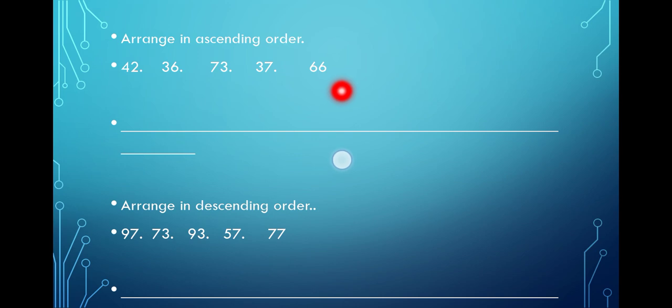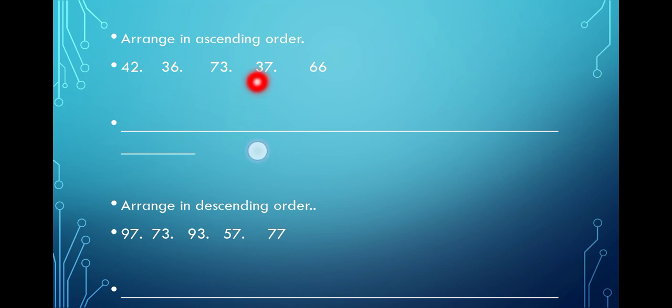How will you arrange? First you have to see the tens place. Tens place here it is 4, it is 3, 7, 3 and 6. So the smallest one is 3, isn't it? So here also 3. This number is also having 3 in the tens place. This is also having 3 in the tens place.